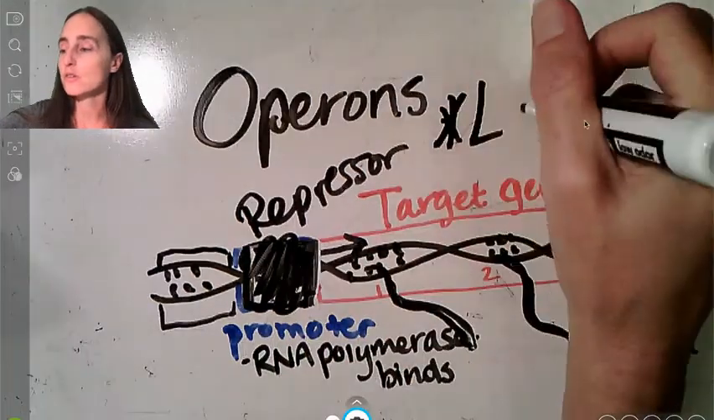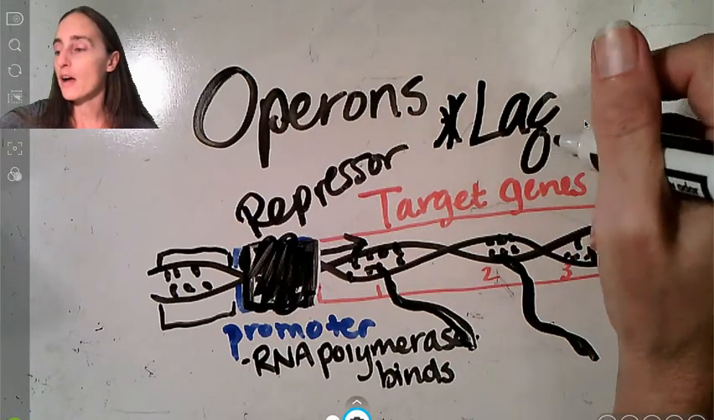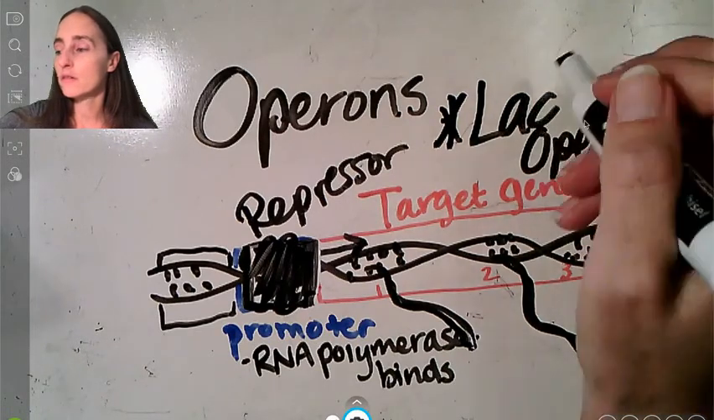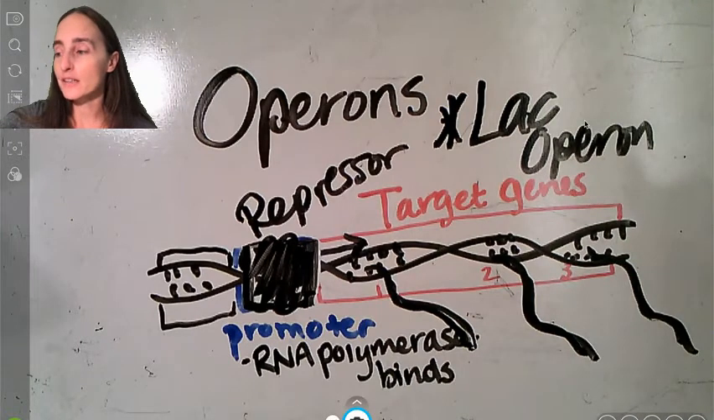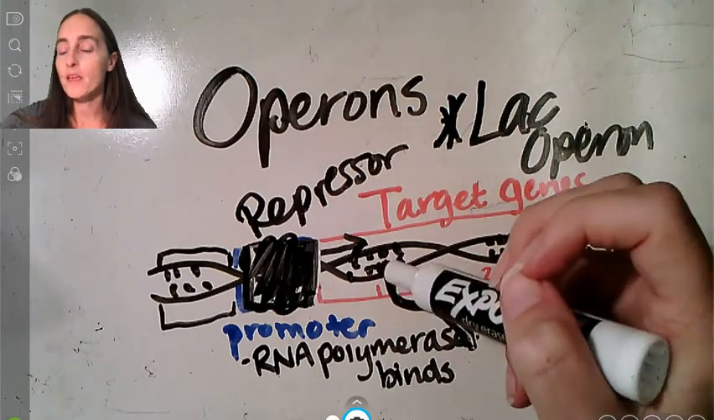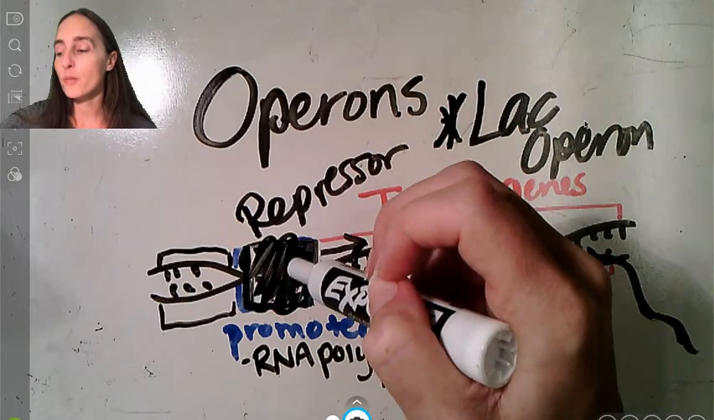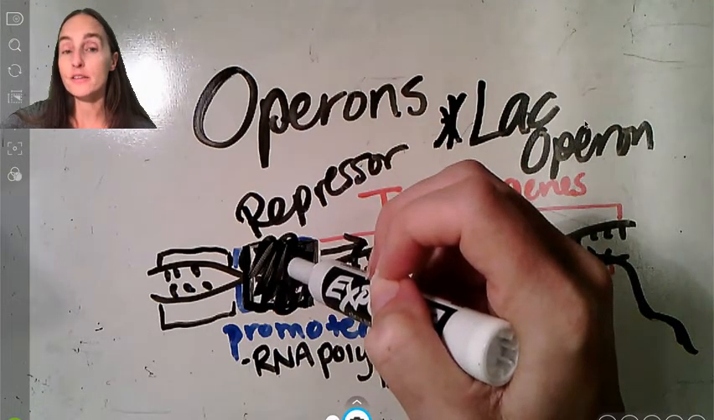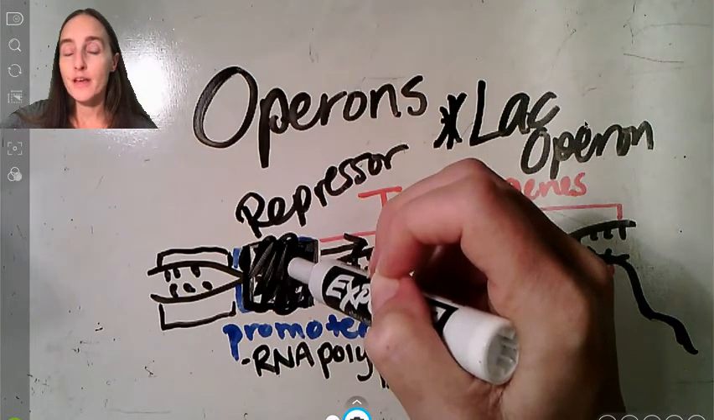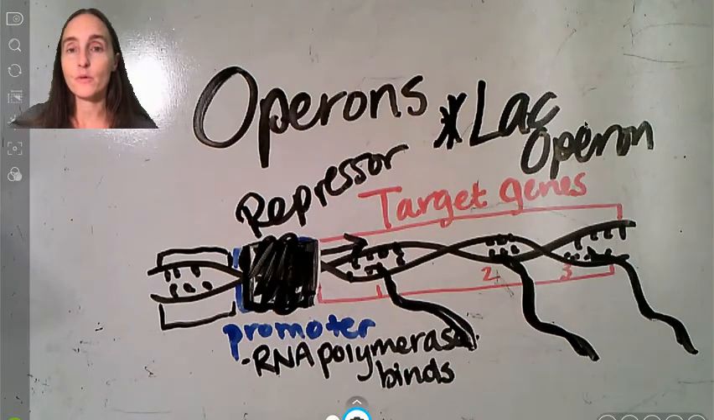So for lac operon, so this is lactase. See if I can write it somewhere you can see it. So for lac operon, that makes lactase. That's why it's called lac operon. Then the repressor would be on there unless lactose is present, and then it would remove the repressor.